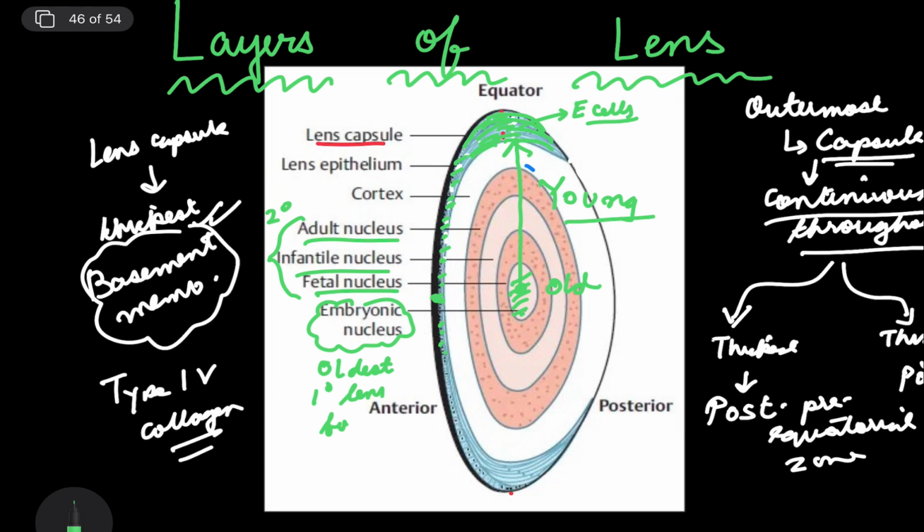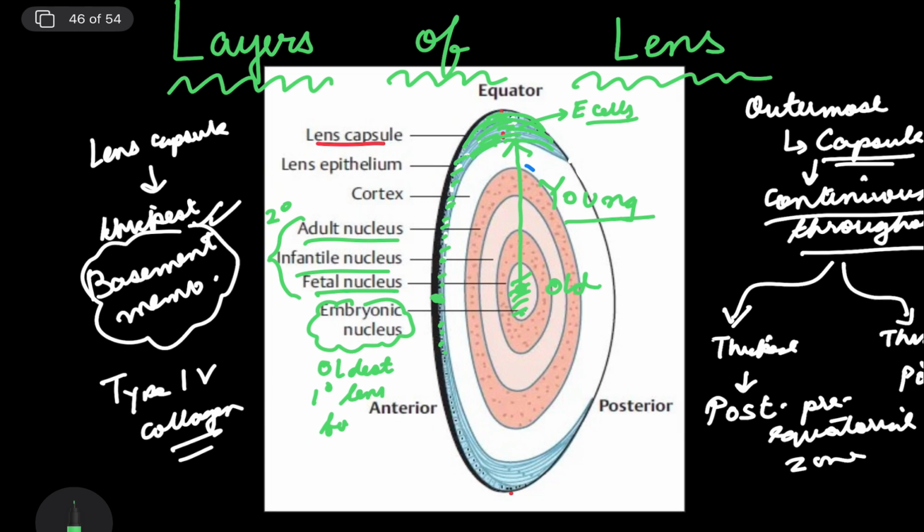That, in a nutshell, is all about the nucleus. And this is very, very important when we talk about the different anomalies of the lens, especially the biggest pathology related to the lens, that is cataract. We will see how all these different anatomical terms, the cortex, nucleus, pre-equatorial and post-equatorial zone, will come into play when we talk about the different types of cataracts.